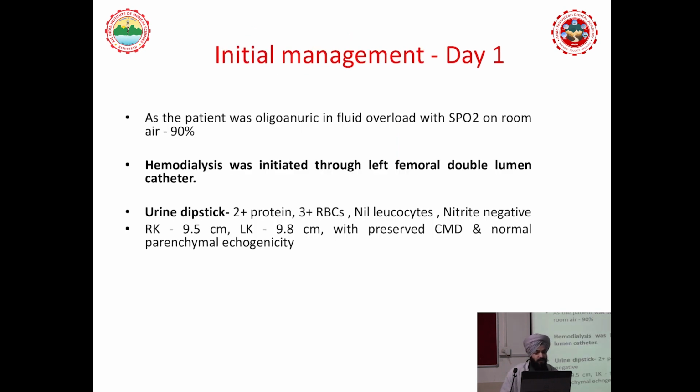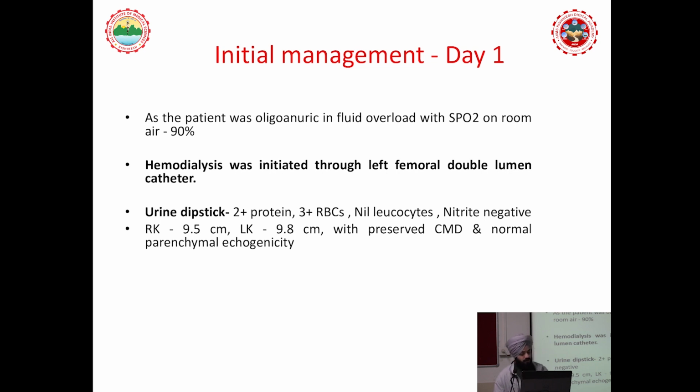On the first day, as the patient was oligoanuric with fluid overload and a saturation of 90% at room air, hemodialysis was initiated in view of fluid overload via a left femoral double lumen catheter. Urine dipstick done on the same day revealed 2 plus protein, 3 plus RBCs, and nil leukocytes; nitrites were negative. Bilateral USG KUB screening showed the right kidney of 9.5 centimeters, the left of 9.8, with bilateral preserved CMD and normal parenchymal echogenicity.